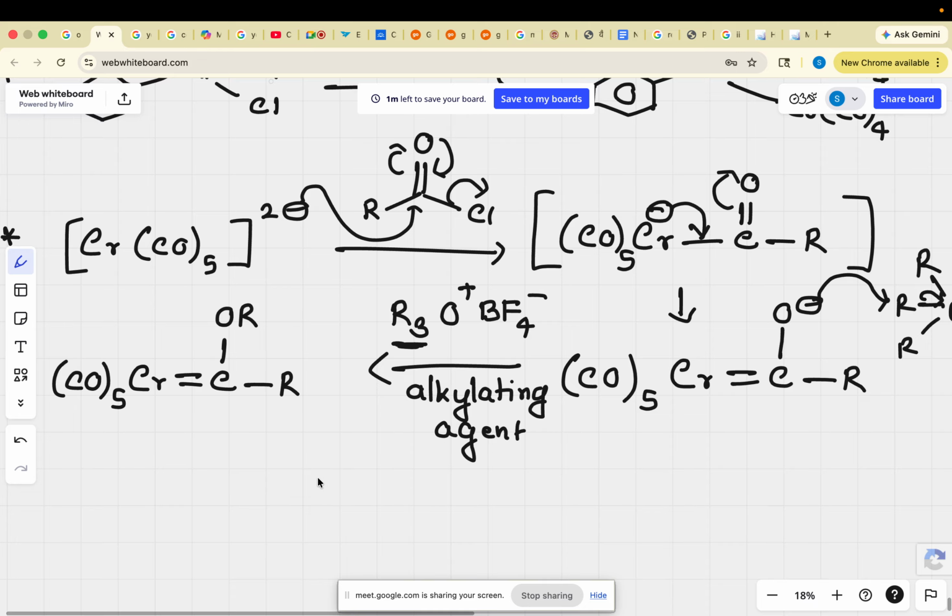In alkylating agents you can use various types of agents. Suppose you can use CH3I, methyl iodide. You can use diazomethane, CH2N2. You can use R2SO4, dimethyl sulfate, or you can use this kind of reagent also, R3O plus BF4 minus. All the reagents are possible.